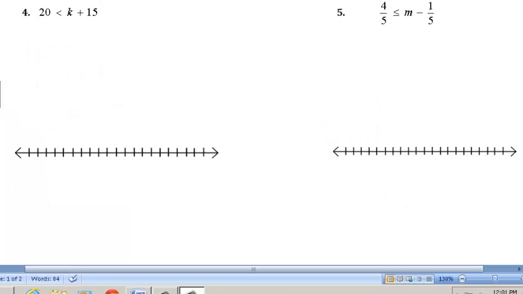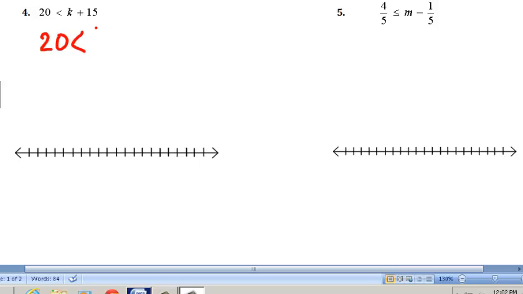Okay, 4 and 5 are a little bit different. You have to solve them exactly the same way, but one thing you need to remember is when you graph these on a number line, you are always graphing the variable. So you have to see what the inequality is for the variable, not the number, for the variable. You'll figure out what I'm talking about in just a minute. Let's go ahead and solve number 4. This is number 4 on your sheet.